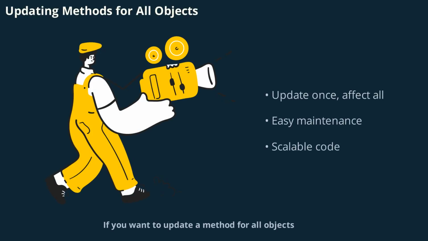If you want to update a method for all objects, using prototypes is the way to go. With constructor functions, you add or update methods on the prototype, and all objects automatically use the new version. With factory functions, you can achieve the same by using Object.create and a shared prototype. This makes it easy to maintain and update your code as your application grows.